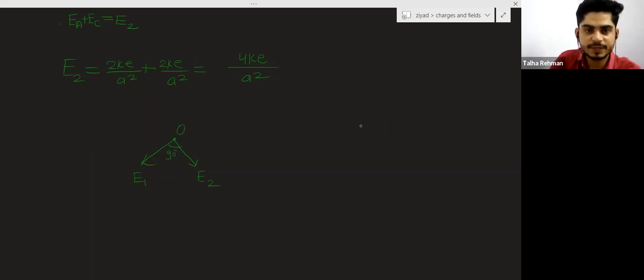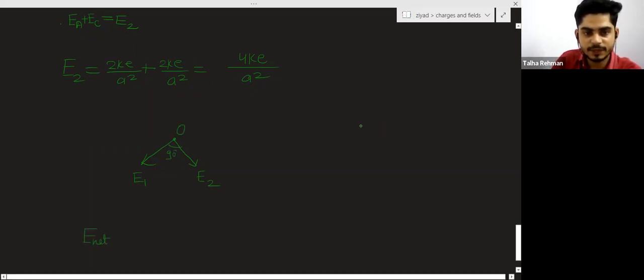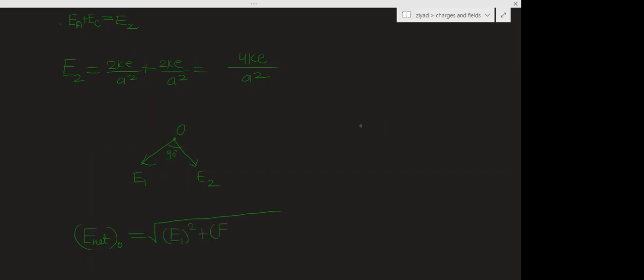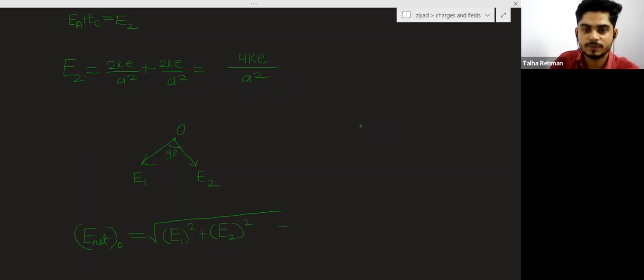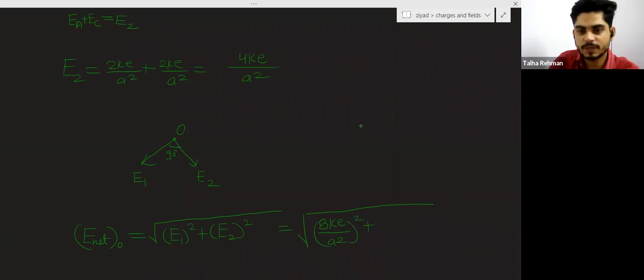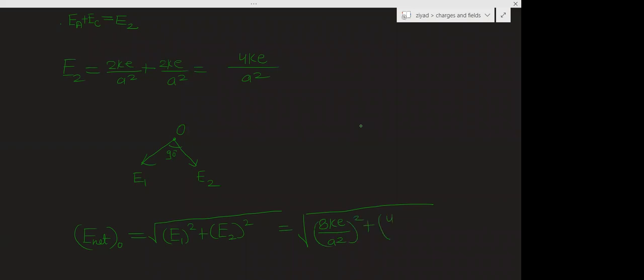We want to calculate the net electric field at point O. I have already told you, if two vectors are at 90 degrees, then we calculate the net by the square root of E1 square plus E2 square. The value of E1 is 8KE divided by A square, and the square of this, plus E2, which is 4KE divided by A square, whole square.